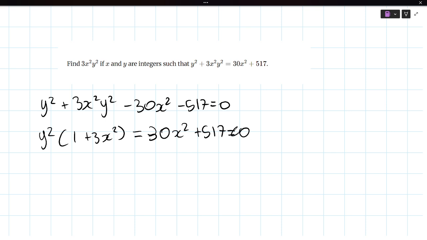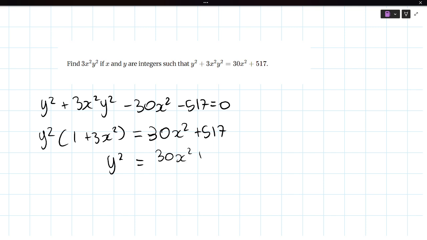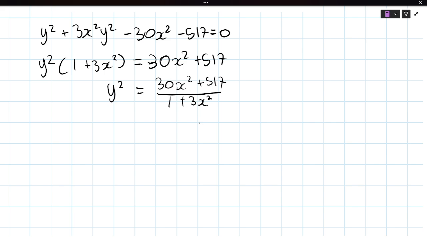Oops, that's not meant to be there. But yeah, and then what I did is to rearrange for y squared. Now, before I made any other observations, I realized that 1 plus 3x squared is quite a convenient number to have. Because 30x squared and 3x squared, the only difference between them is that 3 times 10 is 30. So perhaps I could manipulate this in some way, and I decided to rewrite my numerator as follows.